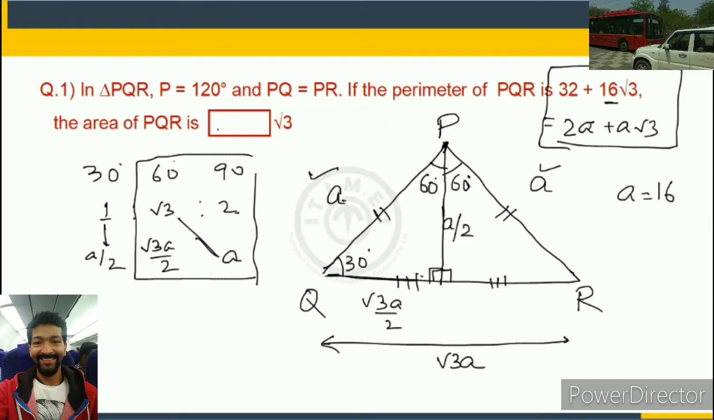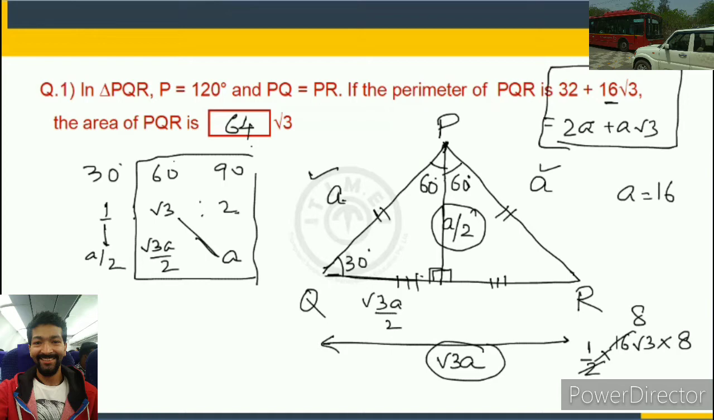All you need to find now is the area of this particular triangle. Area of any triangle is what? Half into base. What is base? √3a. Replace a with 16, 16√3 into height. What is height? A by 2. A is 16, 16 by 2 would be 8. So that's equal to 64√3. And √3 is mentioned here. So in the box we will write 64. I hope this question is clear to all of you.